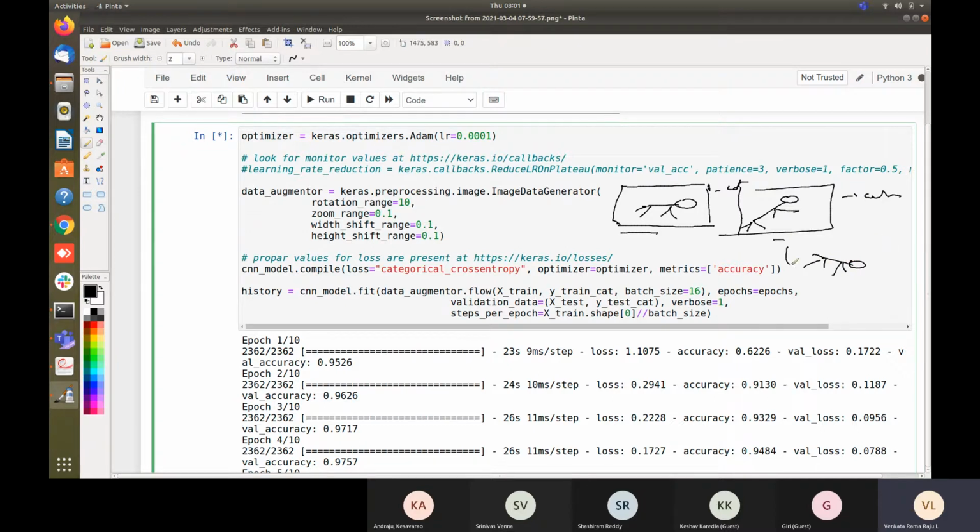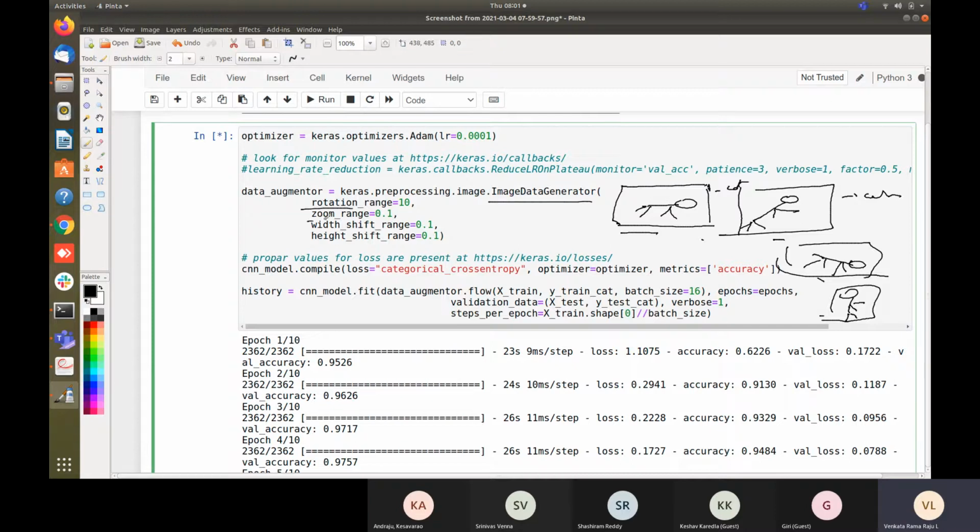Maybe you can create a cat like this, but a cat picture is never going to be like that. So you can create multiple like that. You take one image and create multiple images. That's called data augmentation. This data generator will actually do that.